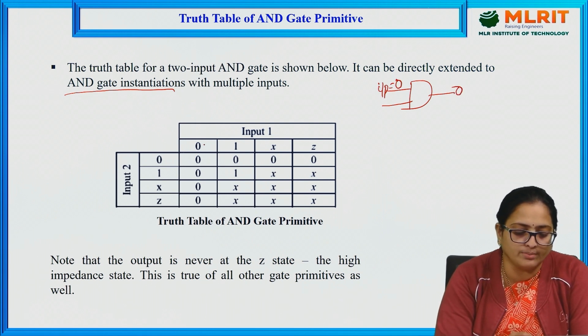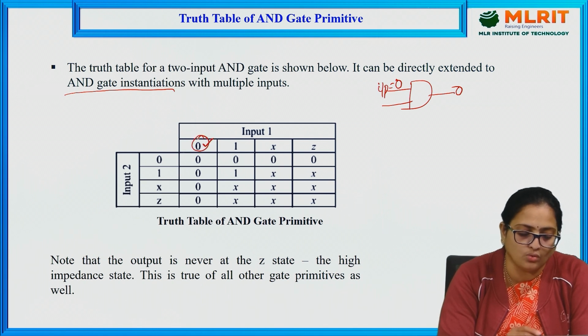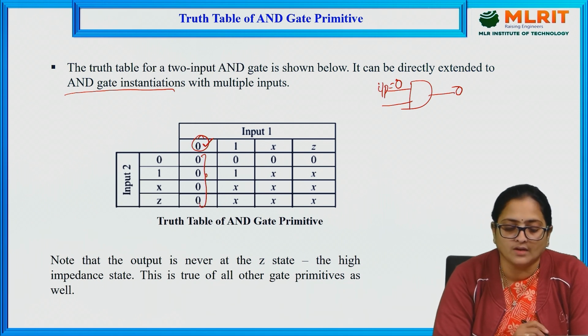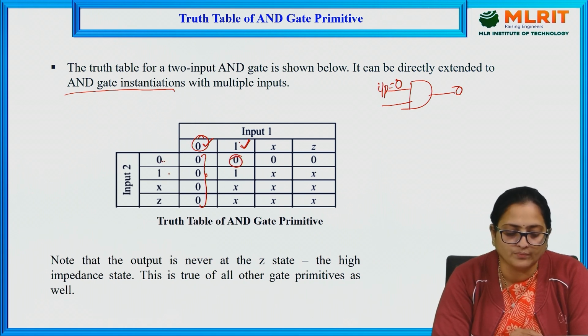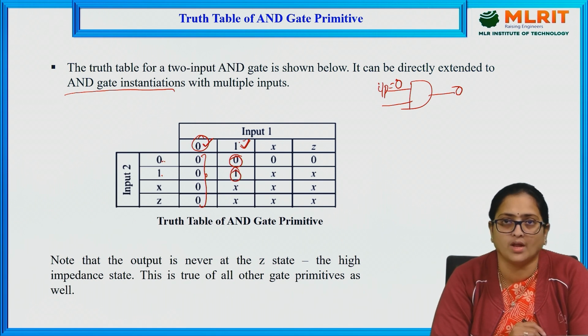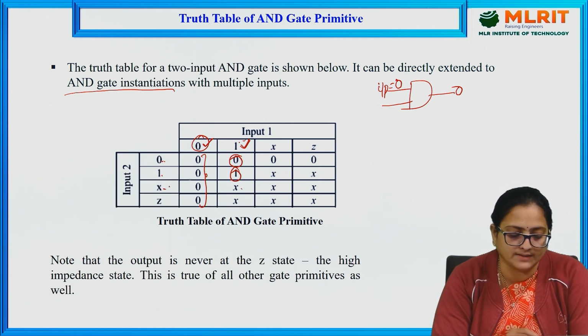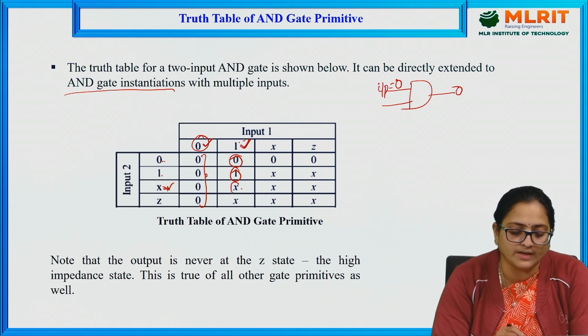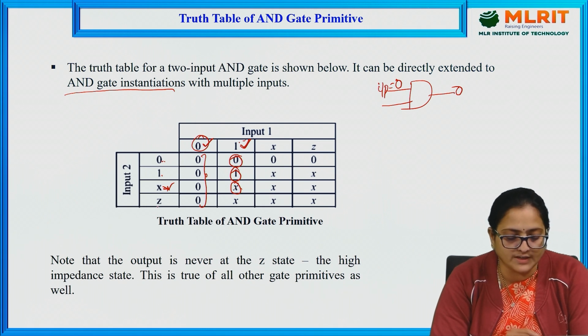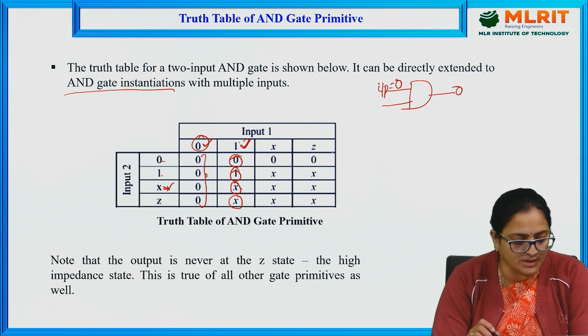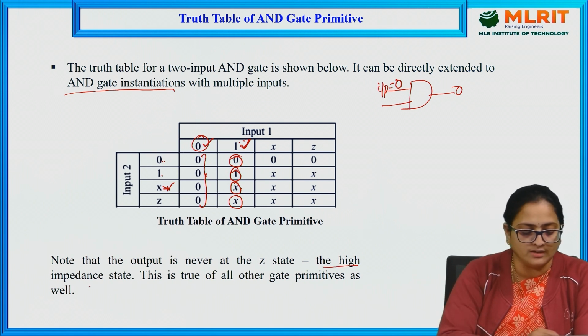See here, input 0. If any one of the inputs is 0, whatever the other input we are considering, the output will be 0. If one input is 1 and the other is 0, or 0, 1, the output will be 0. And for 1, 1, the output will be 1. For x, it will be x. X means indeterminate. If one input is 1 but the other input is x, then we'll get x, that is indeterminate. And for z also we'll get indeterminate. Similarly for x and z also given here, but z represents the high impedance state.